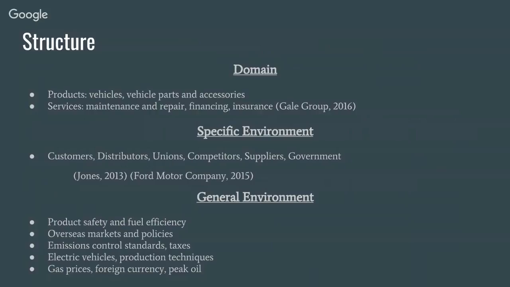Forces in Ford's general environment include societal expectations for product safety and fuel efficiency, overseas auto companies, rules and regulations, market shares, trade policies, emissions control standards, and import taxes. Also, the rise of electric vehicles and new production techniques, rising gas prices, foreign currency fluctuations, and the approaching peak oil.